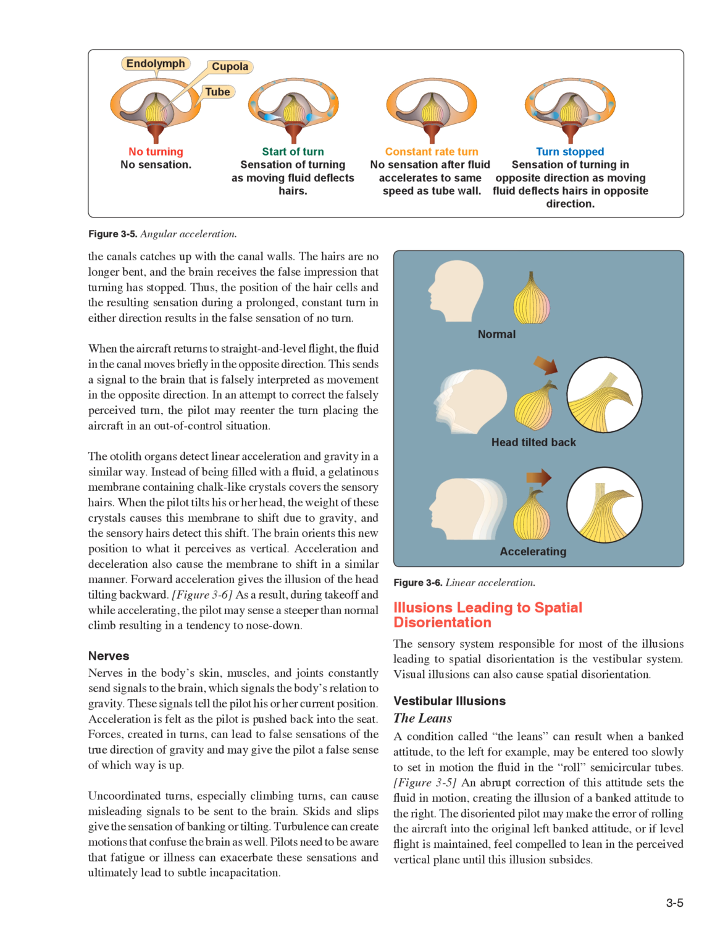Vestibular illusions. The leans, a condition called the leans, can result when a banked attitude, to the left for example, may be entered too slowly to set in motion the fluid in the roll semicircular tubes. Figure 3.5: an abrupt correction of this attitude sets the fluid in motion, creating the illusion of a banked attitude to the right. The disoriented pilot may make the error of rolling the aircraft into the original left banked attitude, or if level flight is maintained, feel compelled to lean in the perceived vertical plane until this illusion subsides.